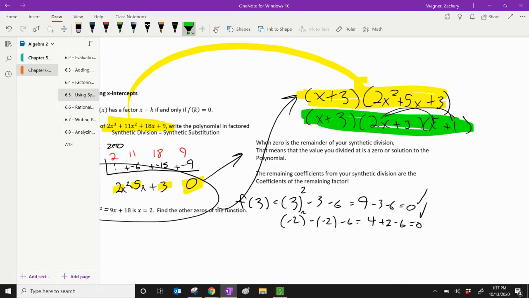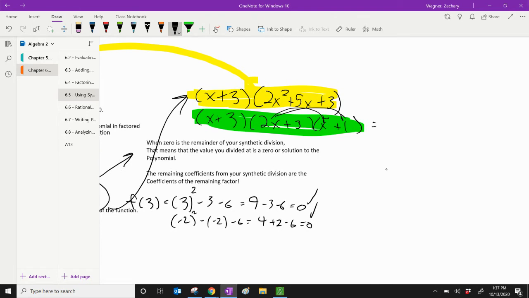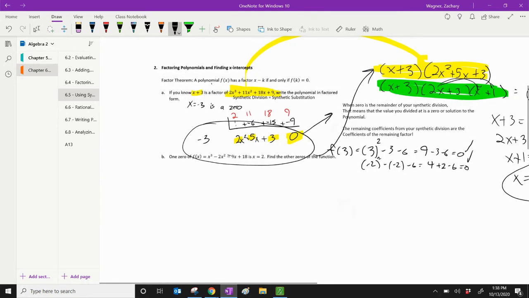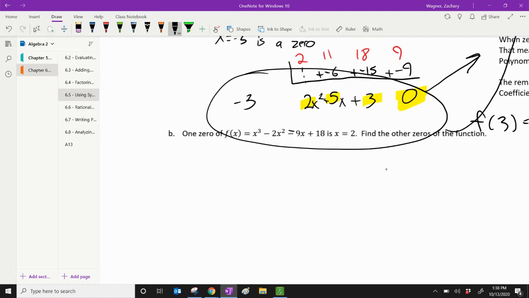And we use synthetic division because now it's very easy for me to find my zeros. If I wanted to solve this polynomial, you set all your factors equal to 0. Set x plus 3 equal to 0, which we already knew was a 0. Set 2x plus 3 equal to 0. Set x plus 1 equal to 0. You'd get negative 3, which you already knew, negative 1, and this one, negative 3 divided by 2. Boom. How awesome is that? It's pretty awesome. We use synthetic division to pull out and factor a problem.